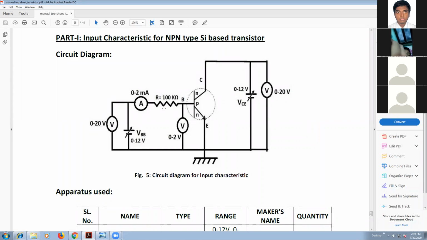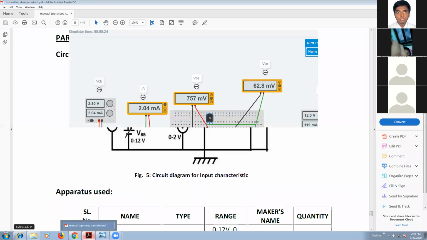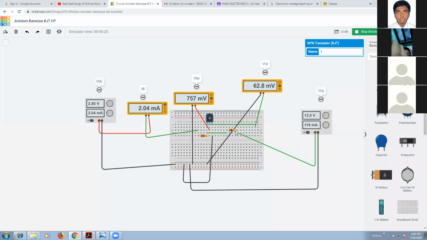Then we have to make the output side of the power supply. This power supply is for the output terminal. This positive terminal is to be connected with this resistor, and this resistor is to be connected in series with the collector terminal.